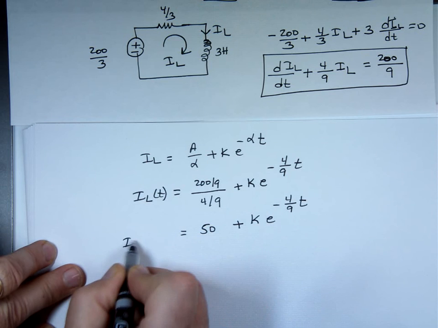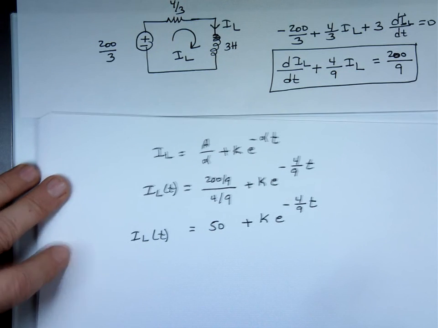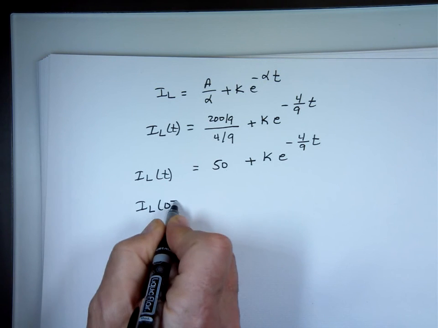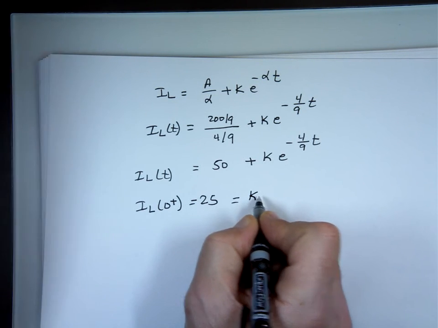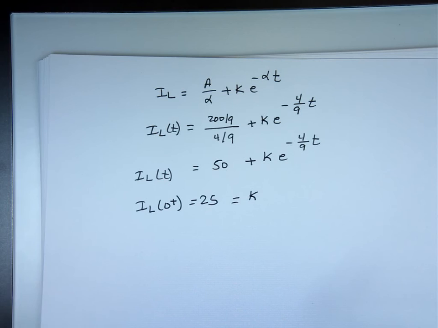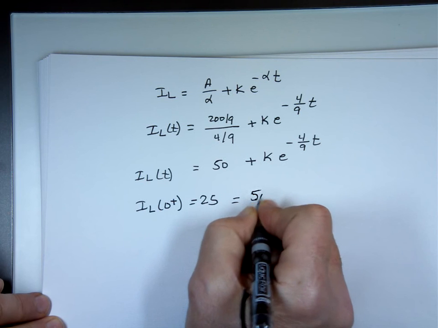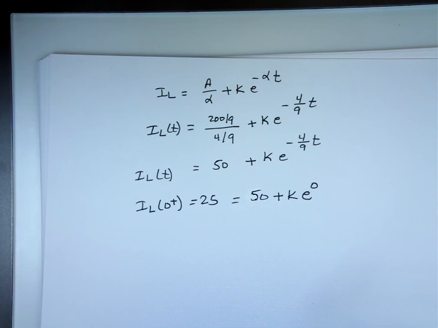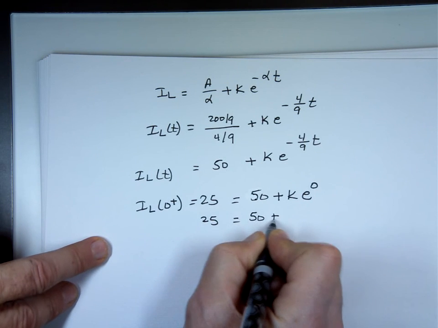So now if I can solve for K, I am done. There's a value we did earlier for t less than 0. We said the current at 0 plus is what? 25 is equal to, it will be K shortly, it'll be 50 plus K e to the power of 0. e to the 0 is 1. 25 equals 50 plus K. What's K equal to? Negative 25.